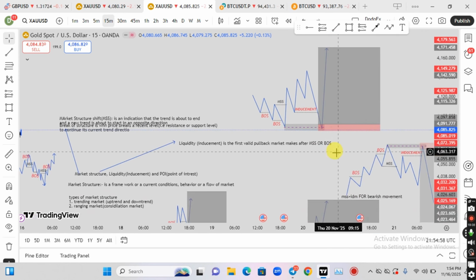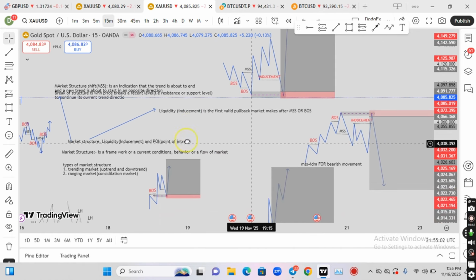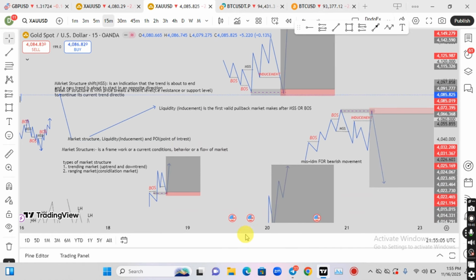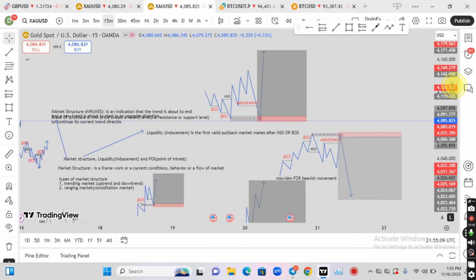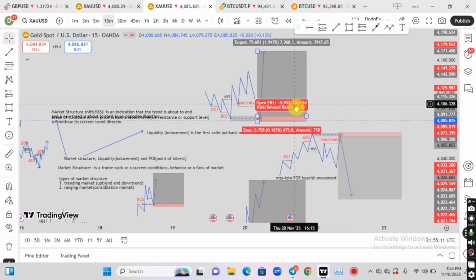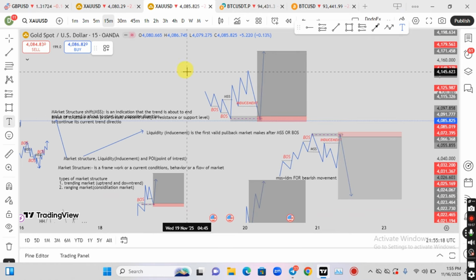Understand? So you see, this is very clean. Very clean. It gave me this valid movement here. This one is the MSS for the bearish. Let me label it. So this one for the bullish: market structure shift, MSS, plus liquidity, IDM, which is also known as inducement.